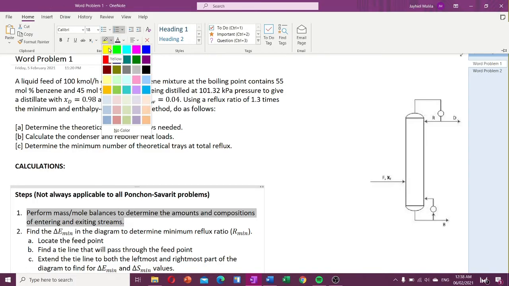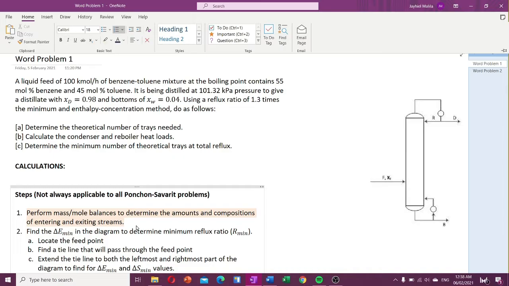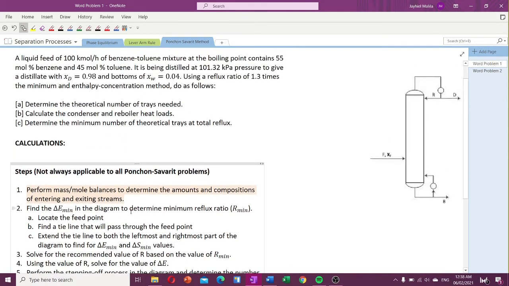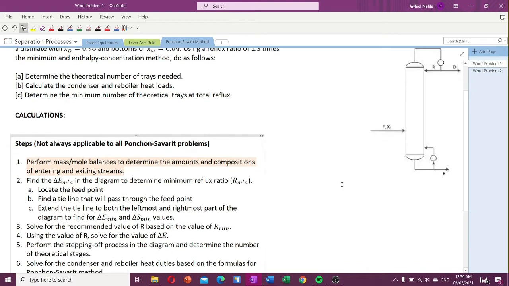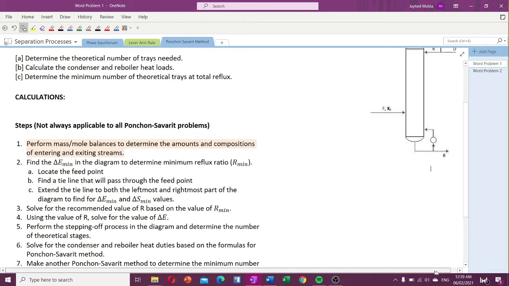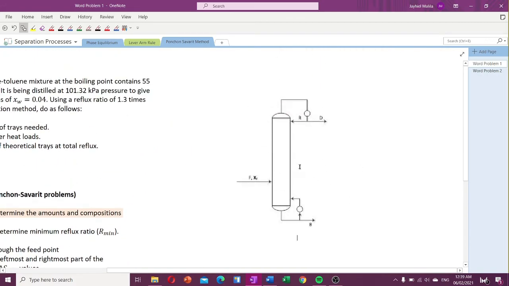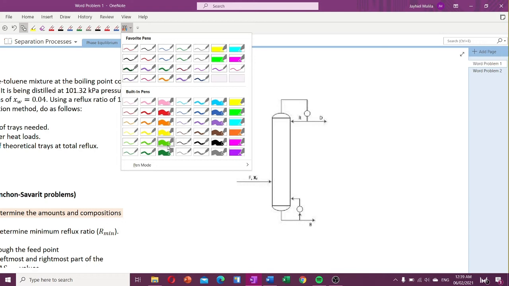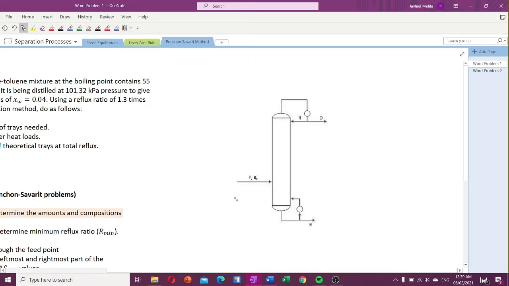I'll color this. I'm highlighting this sentence to indicate that we're going to do that step. So the first thing that we're going to do is to perform mole or mass balances.